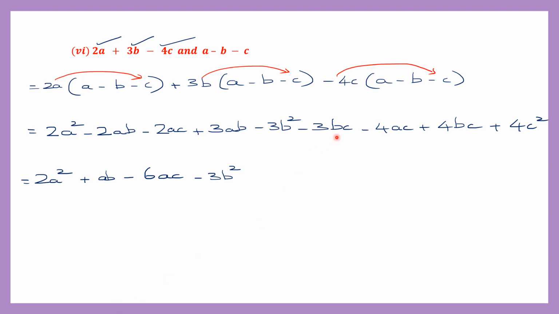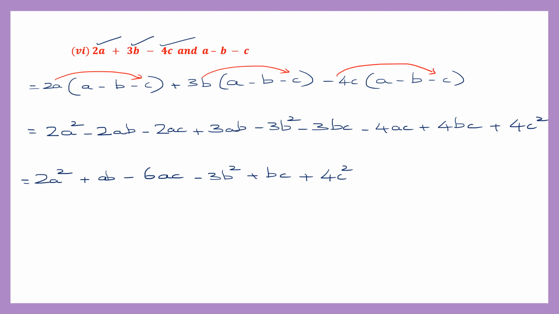Then we have the next one, that is bc. Do we have a bc anywhere? Yes, here we have a bc. So this is minus 3bc plus 4bc. Here remember signs are different. So put the sign of the bigger number and subtract. 4 minus 3 is 1, 1bc. Or it is simply plus bc. So let's write that plus bc. Then we finished with ac. Then we finished with bc. Now we have 4c square left. So that will be plus 4c square.